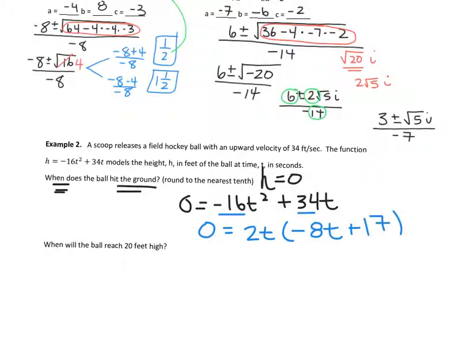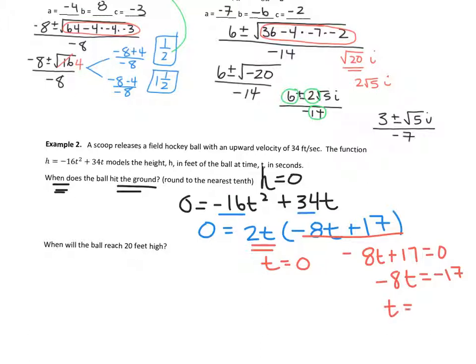So using the zero product property, t is 0 if you set 2t equal to 0, and I'm going to set this other factor equal to 0. So negative 8t plus 17 equals 0, negative 8t equals negative 17, or 8t equals 17. So t equals 17 divided by 8, which is 2.125 seconds.